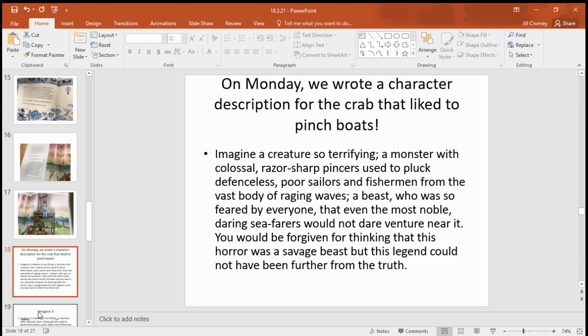Now, if you cast your minds back, on Monday we wrote a character description for the crab that liked to pinch boats. And what I've done here is I've just posted a very similar version to the shared write that we did together on Monday. So imagine a creature so terrifying, a monster with colossal, razor-sharp pincers, used to pluck defenceless poor sailors and fishermen from the vast body of raging waves. A beast who was so feared by everyone that even the most noble, daring seafarers would not dare venture near it. You would be forgiven for thinking that this horror was a savage beast, but this legend could not have been further from the truth.